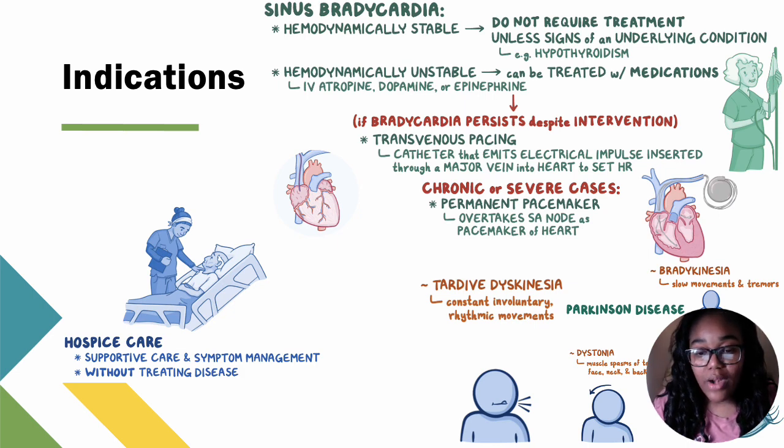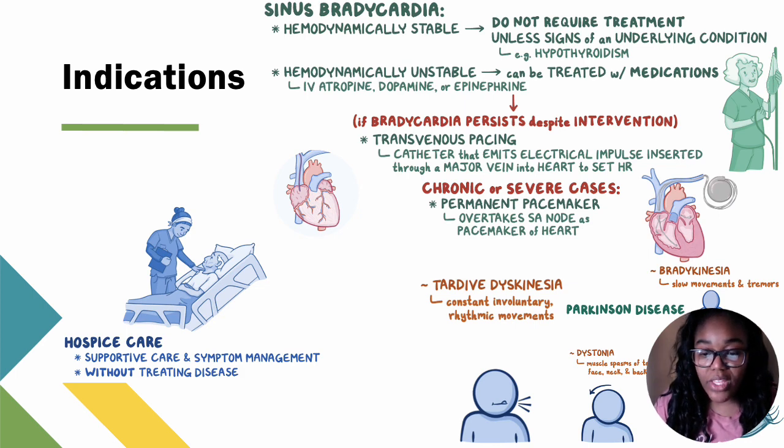If bradycardia persists despite intervention with IV atropine, dopamine, or epinephrine, we may do something called pacing. Pacing is where we basically put a catheter that emits an impulse through a vein to the heart to set the heart rate. You can do transvenous pacing or external pacing. Either way, this tells us that this individual may need a pacemaker. A pacemaker helps to stimulate the heart rate electrically. It's a device inserted into an individual permanently that overtakes the SA node's job of being the pacemaker, and it helps pace the heart and helps it beat and contract.